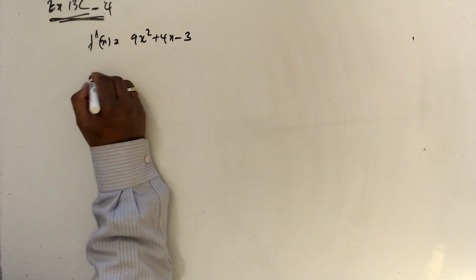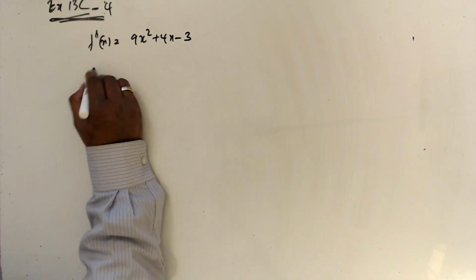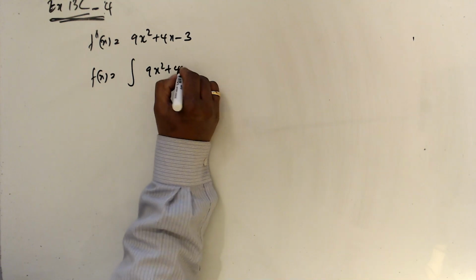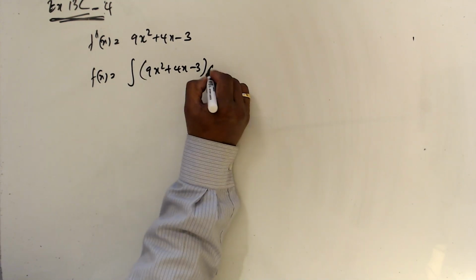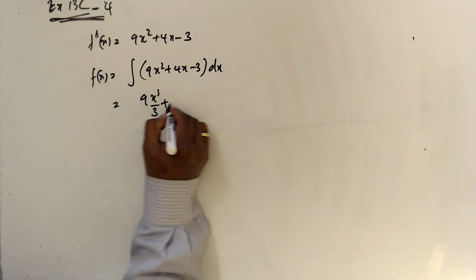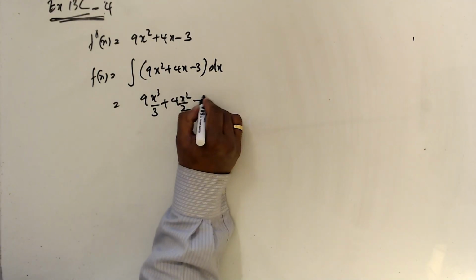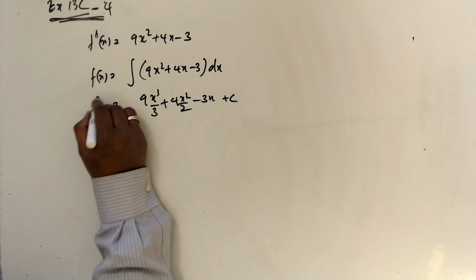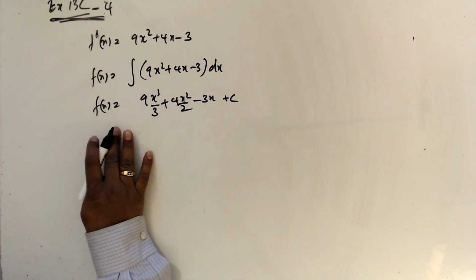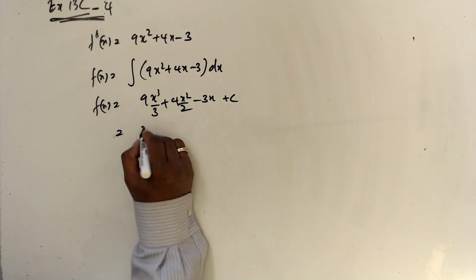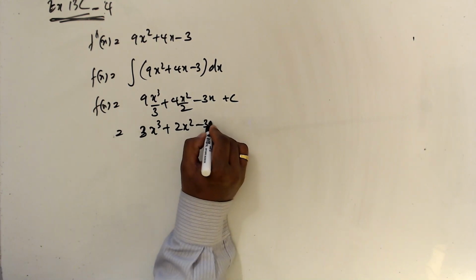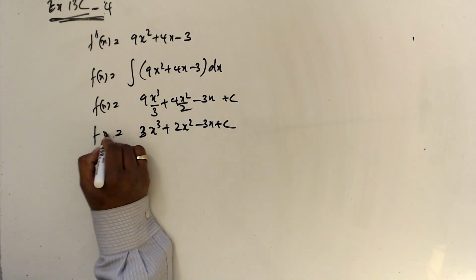F dash x: f x is when you integrate 9x square plus 4x minus 3 dx. So this is 9x cubed over 3 plus 4x square over 2 minus 3x plus c. This is f x. So 9 divided by 3, 3x cubed plus 2x square minus 3x plus c, f x.